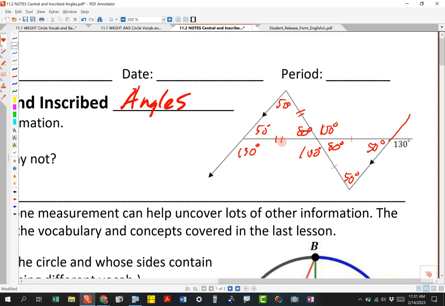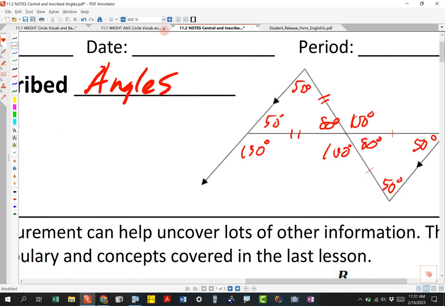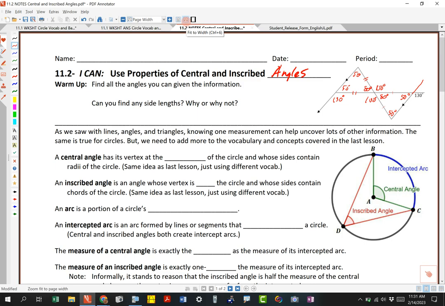But are these the same length? They could be. They might look like it, but we don't know for sure, which leads us to the question at the very end of the warm-up. It says, can you find side lengths? Why or why not? Can you find actual lengths of sides? The answer to that is no.